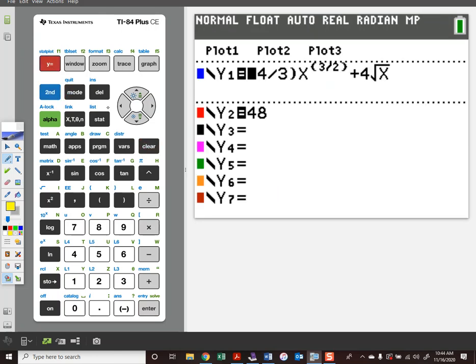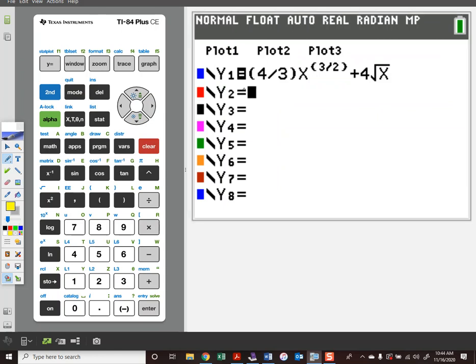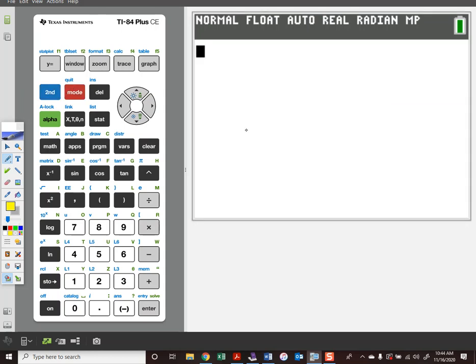I've gone ahead and entered the function here already: 4/3 x to the 3/2 plus 4 root x. Remember, on your calculator, you have to use the variable x, not t. So now I'm going to go back to my home screen and figure out the average rate of change.